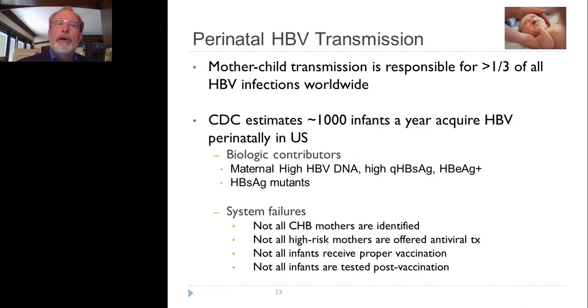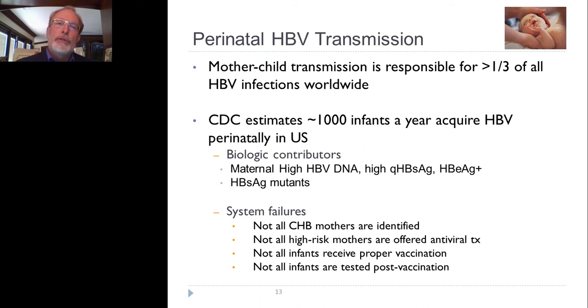Let's now talk about perinatal HBV transmission. Mother-to-child transmission is responsible for 1/3 of all HBV infections worldwide. In our country, we should be down to 0, but there's about 1,000 cases a year of babies acquiring hepatitis B from their mothers and being chronically infected. The higher the DNA level in the mother, the higher the risk. Being E antigen positive, higher risk. Higher surface antigen levels, higher risk.